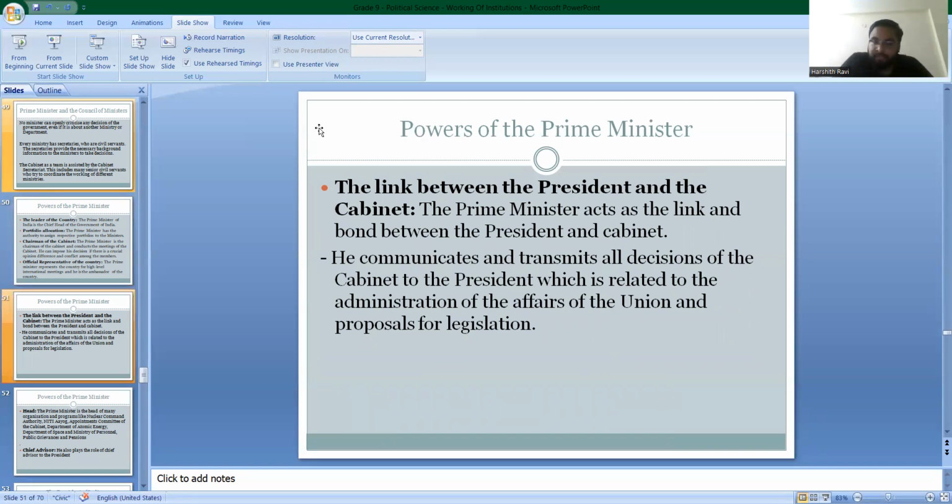And of course, goes without saying, the link between the president and the cabinet. Since the president is the head of the nation, so to speak, the prime minister, being responsible for the cabinet, informs the president or communicates to the president any policy discussion that may be happening, or any proposals for creation of any law or legislation that might be in the pipeline. All of it is discussed and is duly submitted to the president for his or her consideration, right?